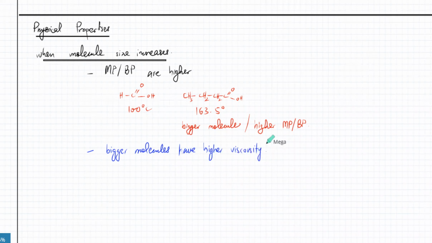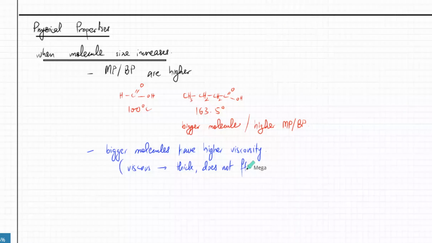Viscosity means the thickness or the inability to flow. Viscous means that it's thick, does not flow easily. Just like honey is thick, doesn't really flow very easily. So honey is very viscous. So bigger molecules have higher viscosity. They don't flow easily, just like candle wax.